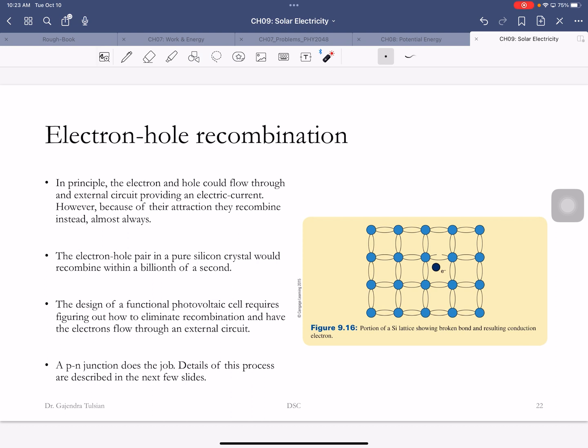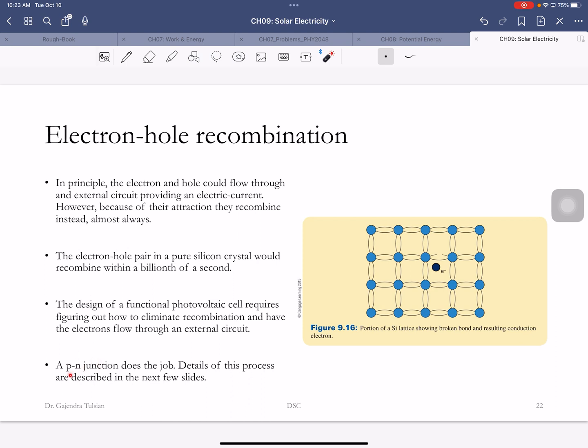So in principle, here's a silicon crystal. You can shine light and create an electron-hole pair. This is just a cartoon diagram. The electron-hole pair in a pure silicon crystal would recombine within a billionth of a second and not do anything for you. The design of a functional photovoltaic cell requires figuring out how to eliminate recombination and have the electrons flow through an external circuit.